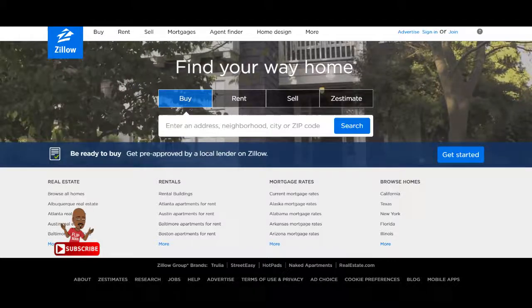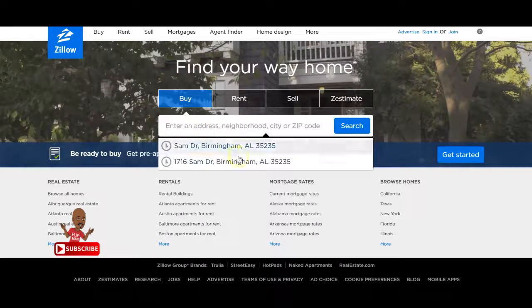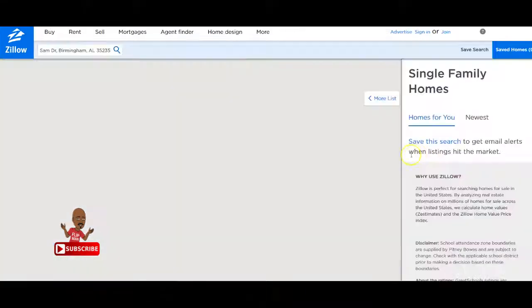Okay, so we're going to go ahead and start with evaluating a property, and you really don't even have to put the full address of the property in. What I would recommend you do is just put the name of the street without the house number and maybe the zip code. So I've already done a little research here. The one that I'm going to target here is Sam Drive.